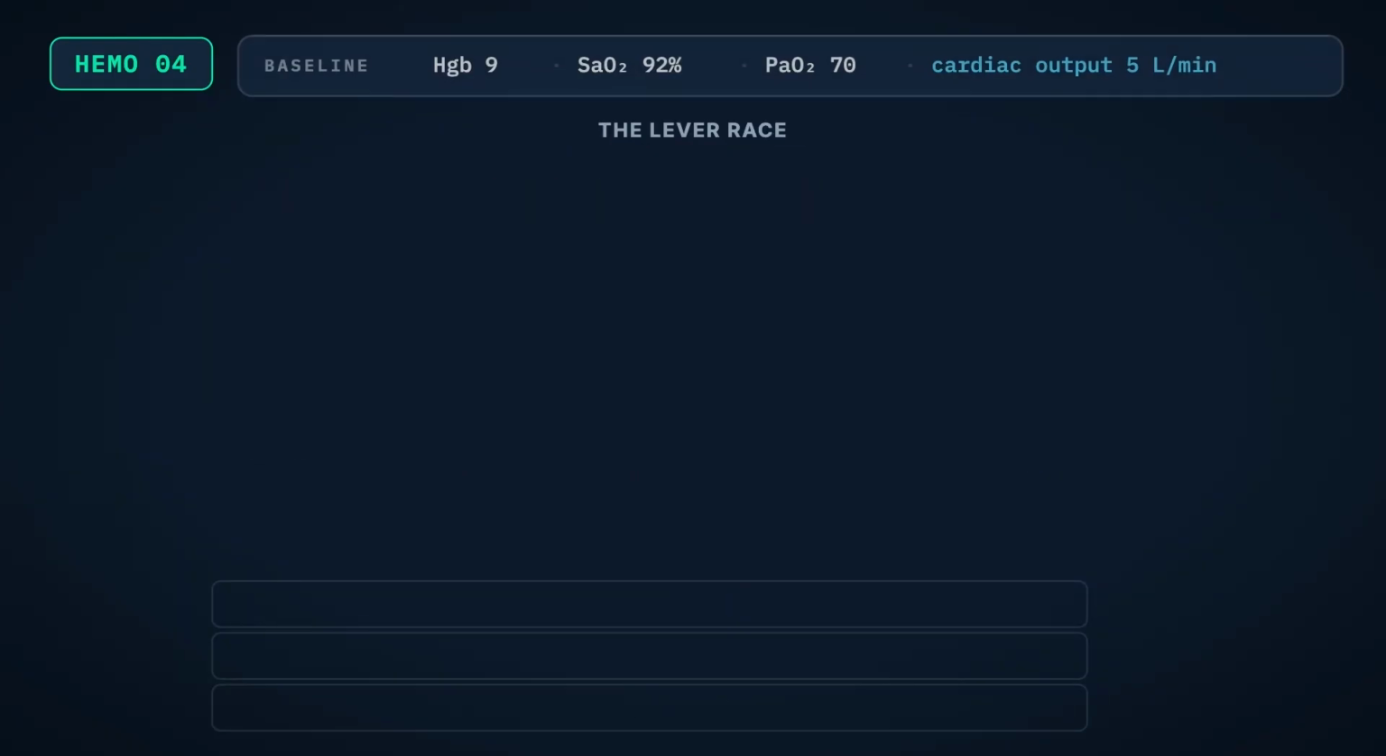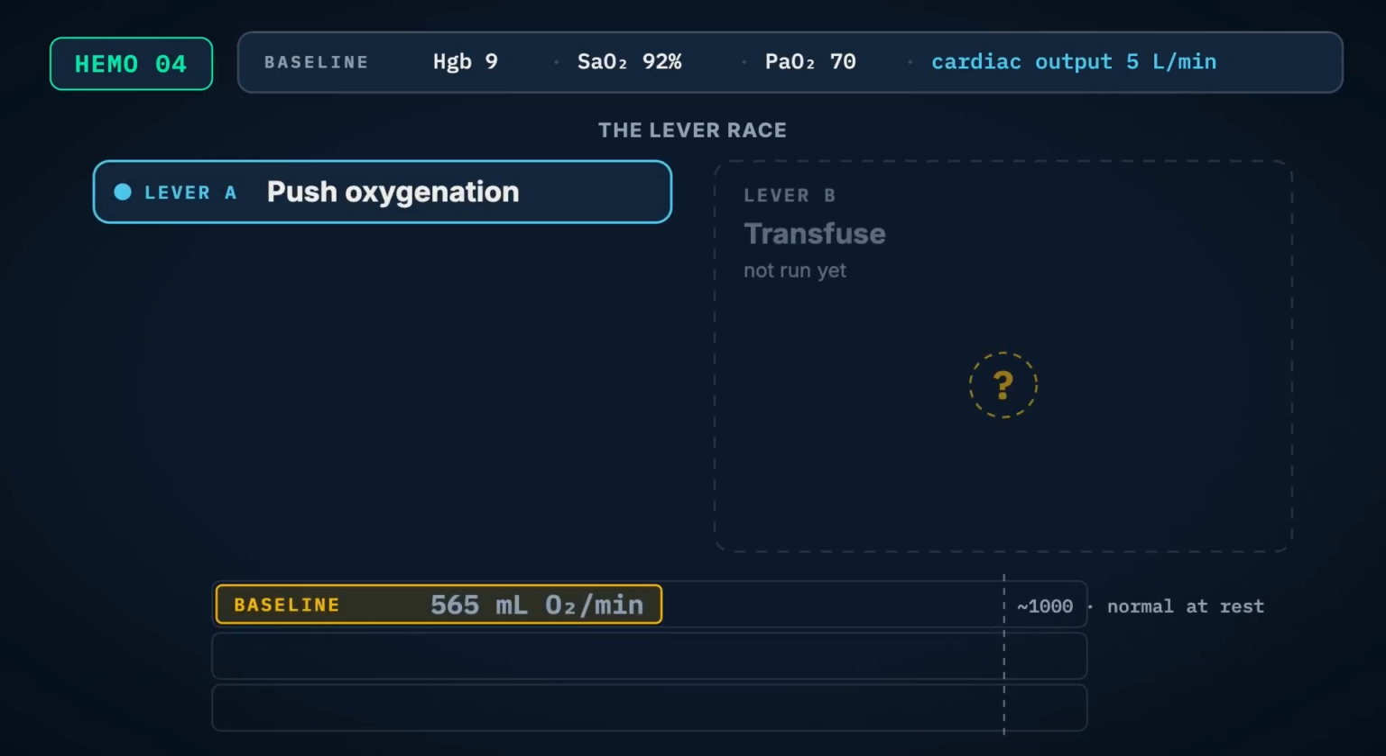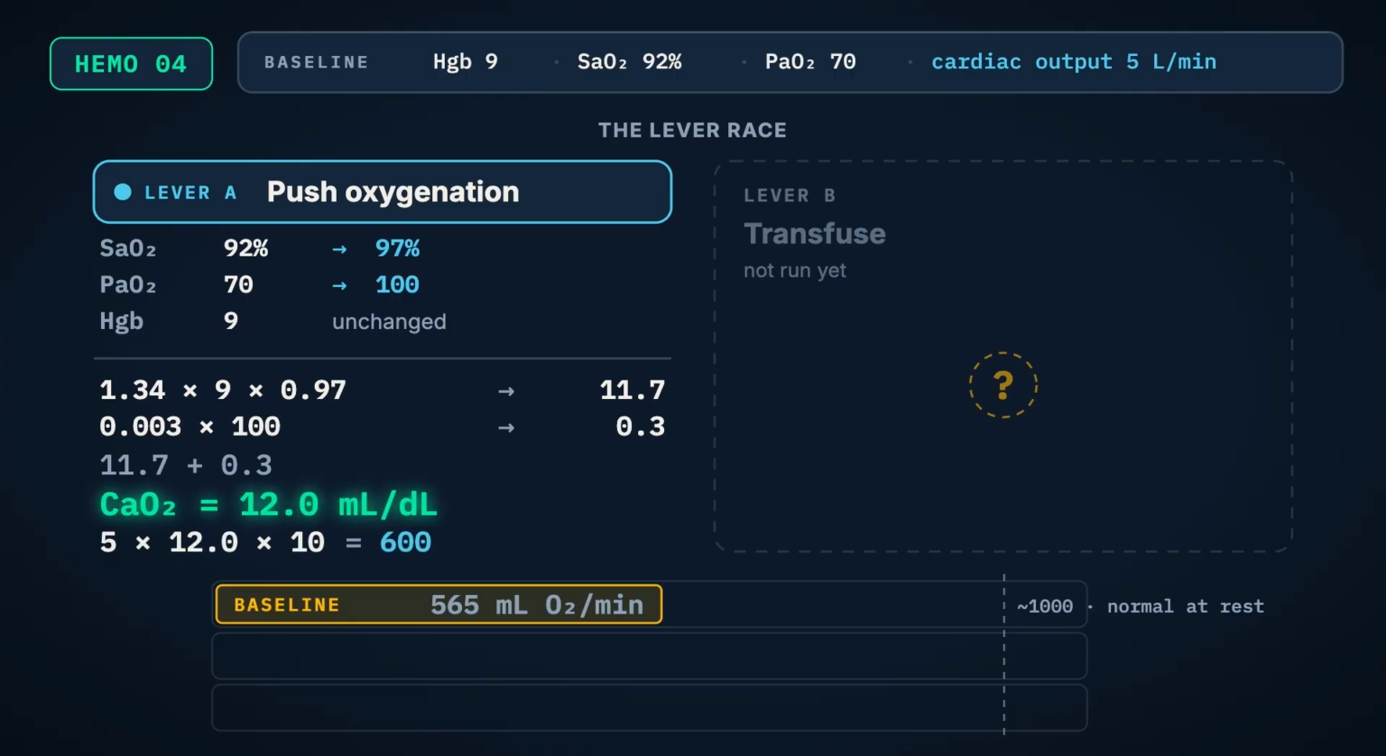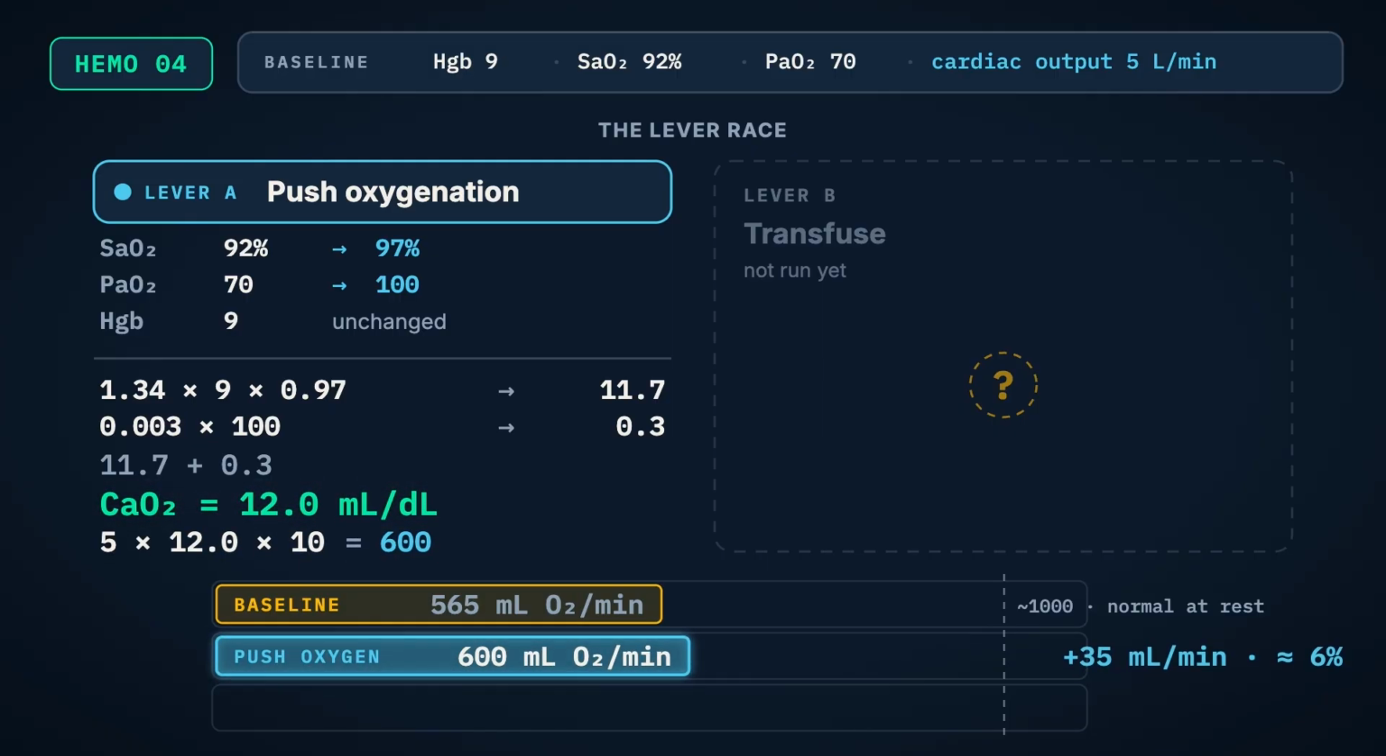Push oxygenation first. SaO₂ 92 to 97, PaO₂ 70 to 100. Hemoglobin unchanged at 9. CaO₂ becomes 1.34 times 9 times 0.97, plus 0.003 times 100. 11.7 plus 0.3 is 12 milliliters per deciliter. DO₂ is 5 times 12 times 10, 600 milliliters per minute. A gain of only 35 milliliters per minute over baseline, about 6%.